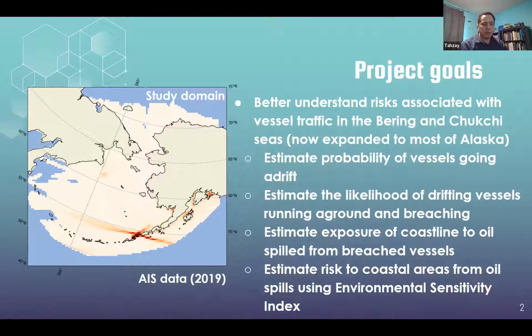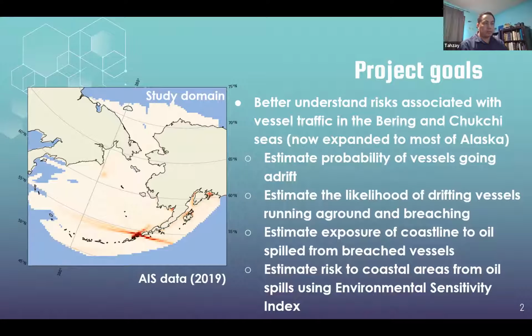And so we really wanted to get at understanding, and you'll notice that this is literally exactly the same area where Kelly was talking about with the AIS data that she had. It's the same satellite derived AIS information. And so that area study domain is pretty similar. But really we want to get at, let's look at the probability of vessels going adrift, losing power. And then once they start drifting and have lost power, where would they likely drift to?